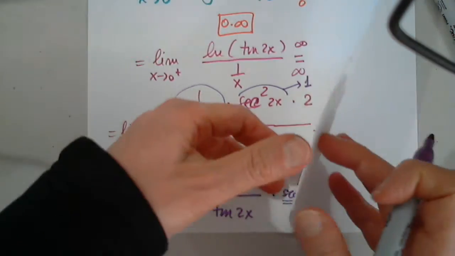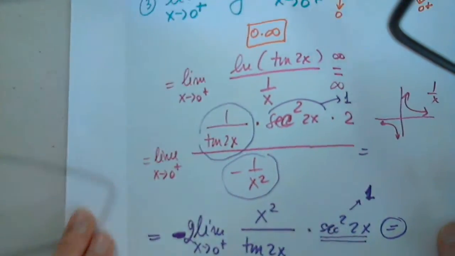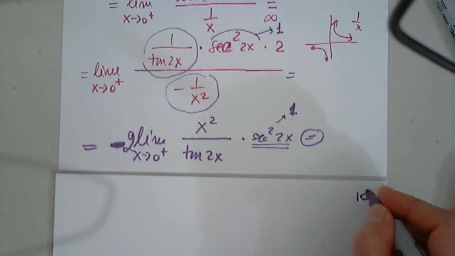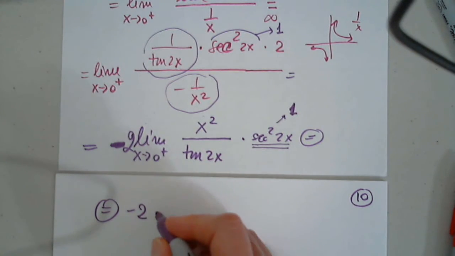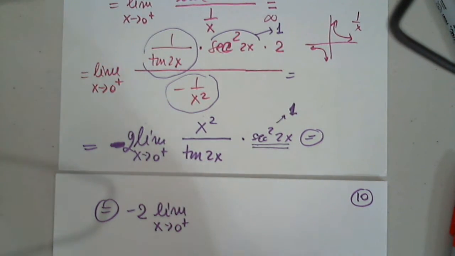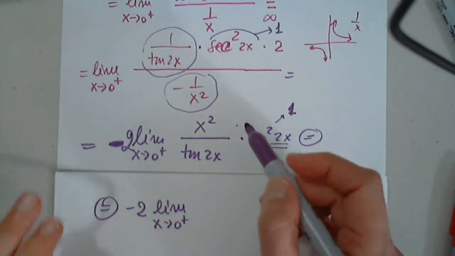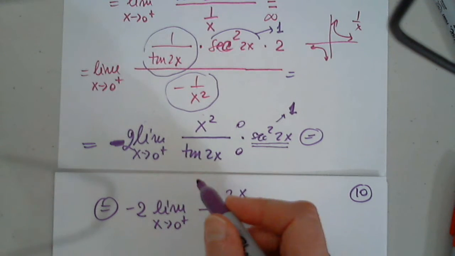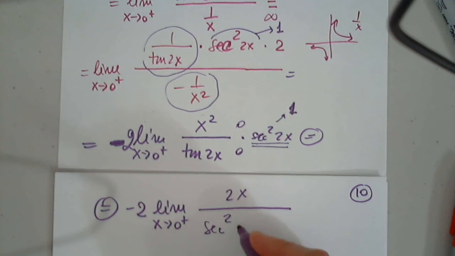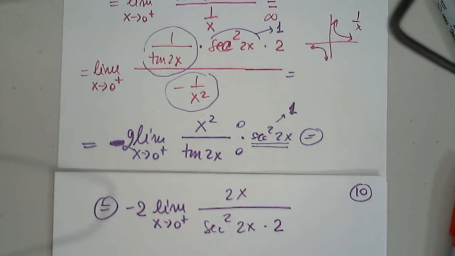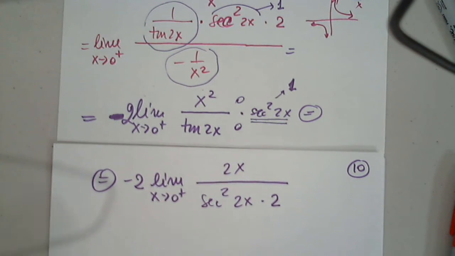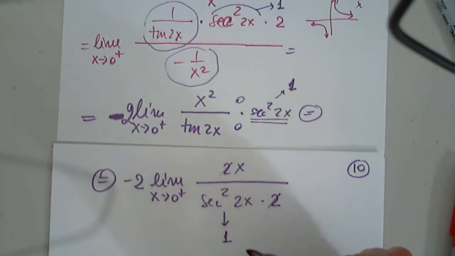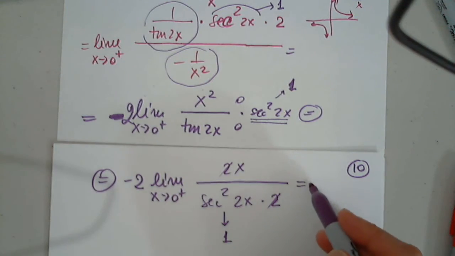I will continue. Yeah, the powers are not very friendly, obviously. So we'll continue with -2 and limit as x approaches 0 from the right. The numerator is still 0 over 0. So the numerator is 2x. The denominator is secant squared 2x times 2. And this approaches 1. This will simplify, and this approaches 0. So the whole thing is 0.